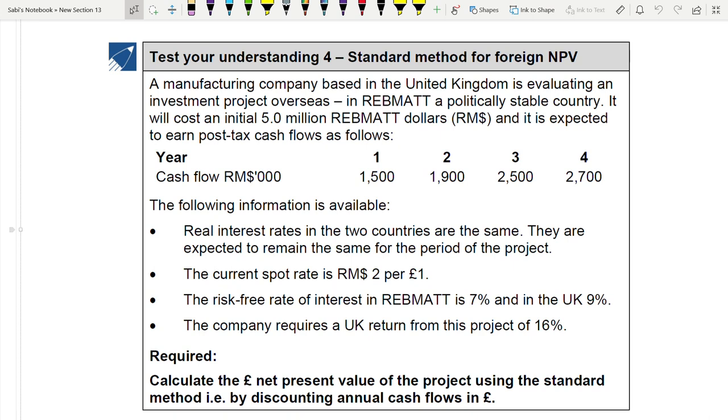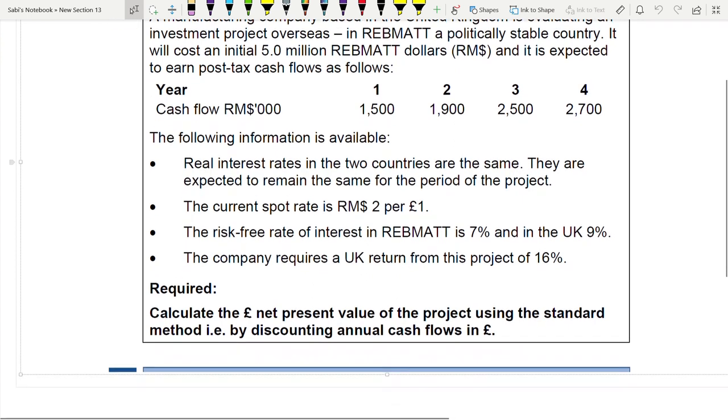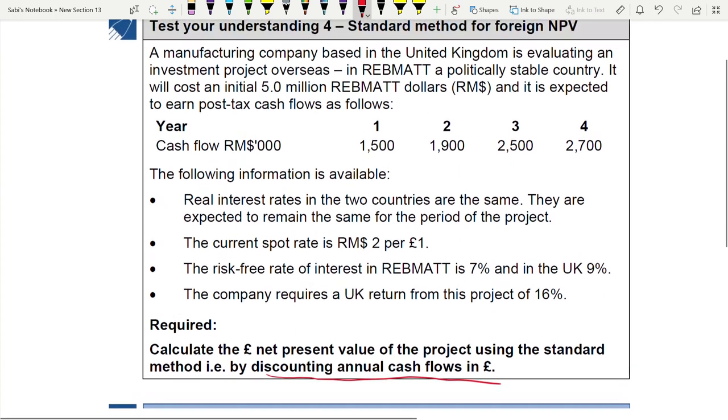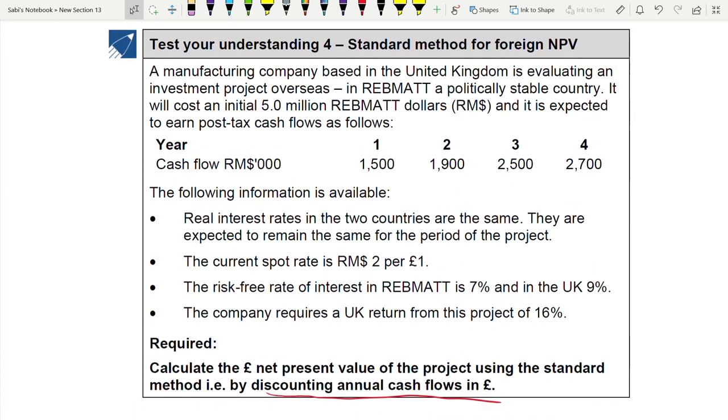Test your understanding 4. So here we are going to calculate, using one of the two methods, the net present value, where we are going to discount the annual cash flow in pounds. You have been given it in RM. Okay, so this is a manufacturing company based in UK, and this Redmat is a politically stable country. It will cost $5 million and it is expected to give post-tax cash flows as follows. So this is the initial investment, $5 million, and these are the inflows.